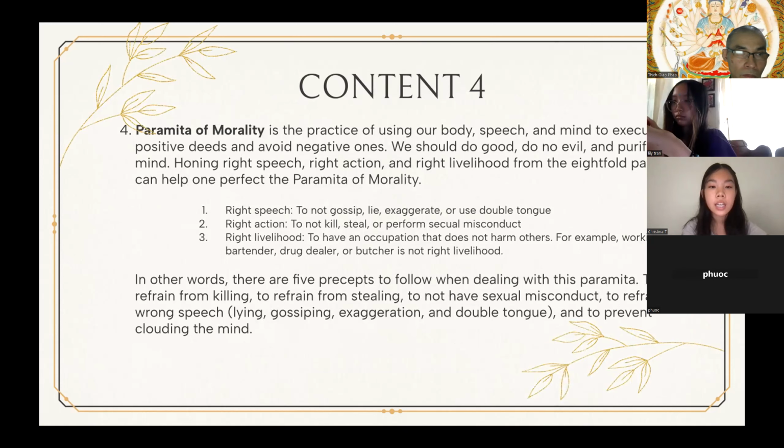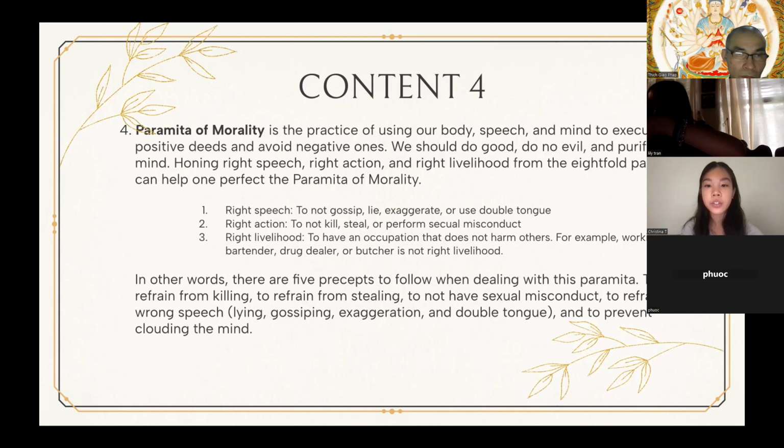Examples of right speech are to not gossip, lie, exaggerate, or use double tongue. Examples of right action are to not steal, kill, or perform sexual misconduct. Examples of right livelihood are to have an occupation that does not harm others. For example, working as a bartender, drug dealer, or butcher is not right livelihood.